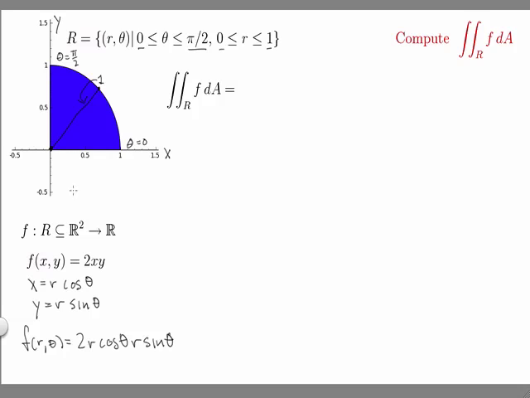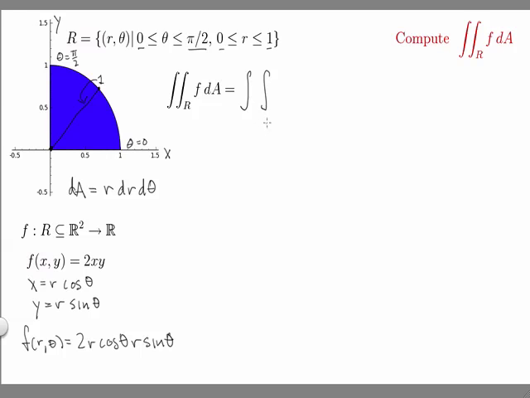Now the last consideration is that what we've seen is that dA, written in terms of dr and d theta, is r times dr d theta. And so we've written our differential, we've written our region R, and we've written our function f, all in terms of polar coordinates, so now we're ready to get started.